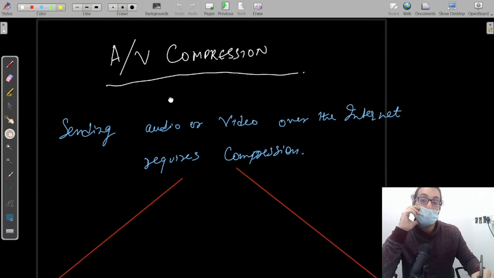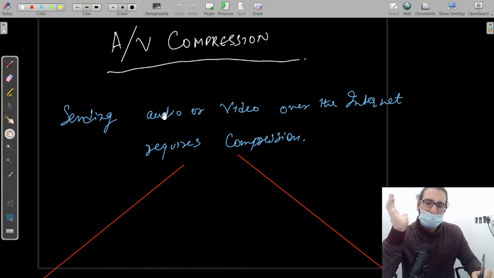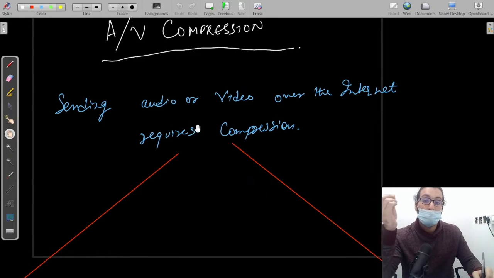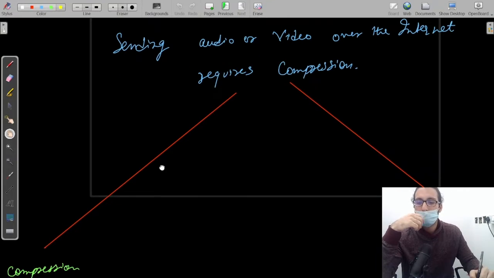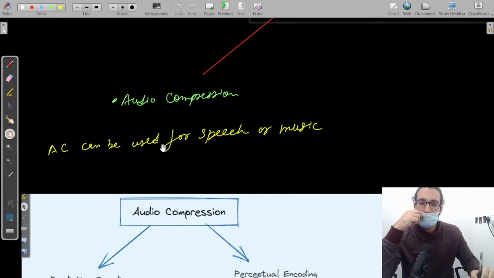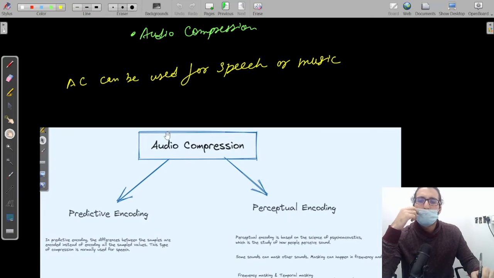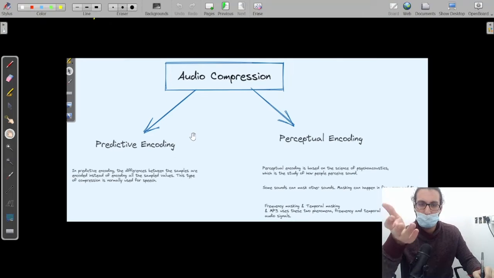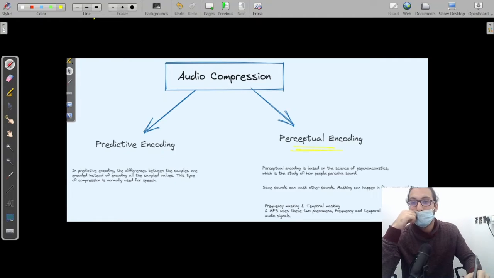Then we have audio and video compression. We have digitized the video, but why do we even want to compress it? Sending audios or videos over the internet requires compression, because we can't send GBs and GBs of images, videos, or audios. First let's come to audio compression. Audio compression can be used for speech or music. There are two types of audio compression. The first is predictive encoding, and the second is perceptual encoding.